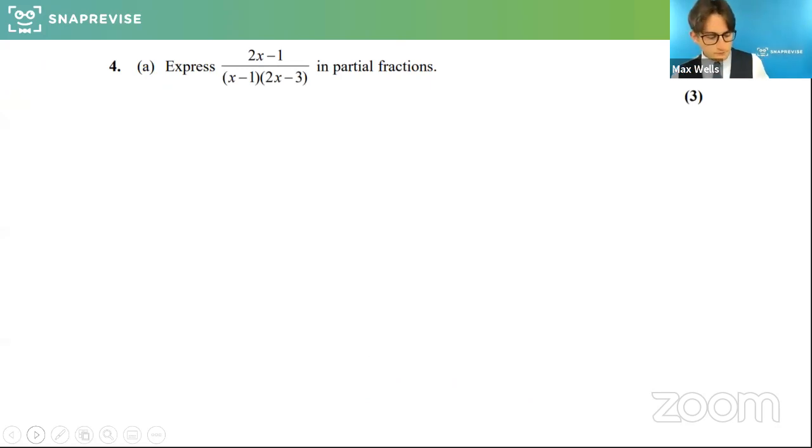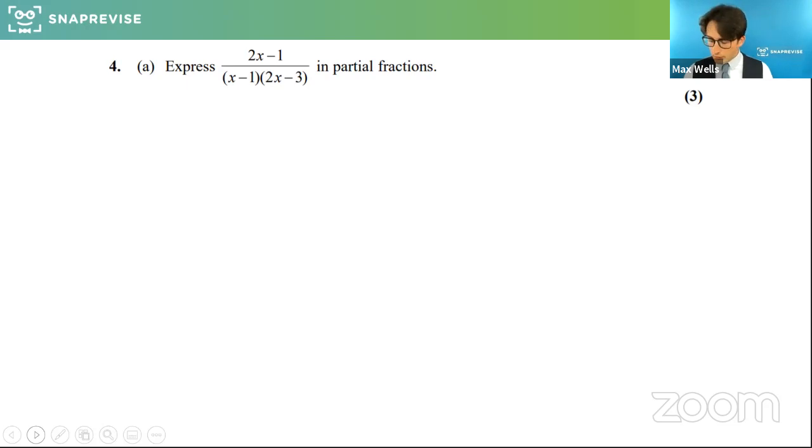So this question is asking us to express this algebraic fraction in partial fractions. Now, as I said, this is something we cover typically in year 13, but we may recognize algebraic fractions from GCSE, and we might be more familiar with putting it in that form as opposed to working back.